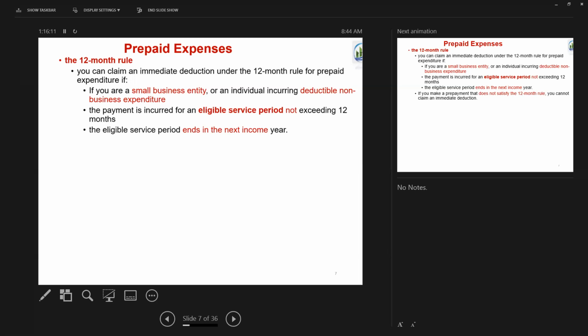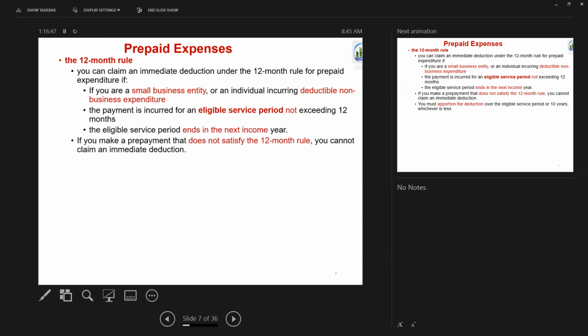So how do we know what the next income year is? For example, now, 1st of July 2020 to 30th of June 2021 is this income year. The next income year will be 1st of July 2021 to 30th of June 2022. So that's the next income year. So your eligible period should finish at the latest next year. If you go beyond the next year, you cannot use the 12-month rule. Now we will work out a couple of examples.